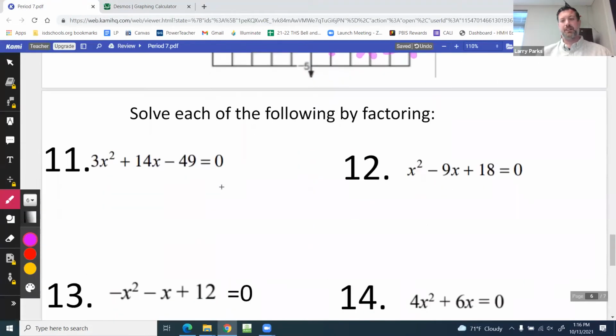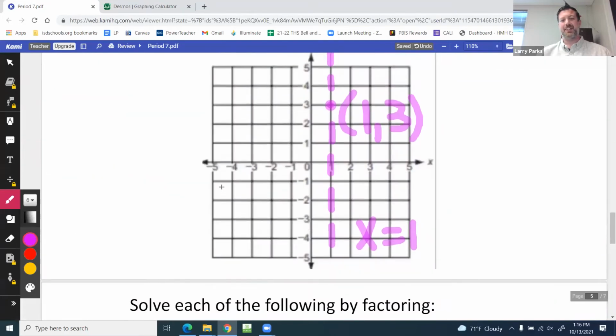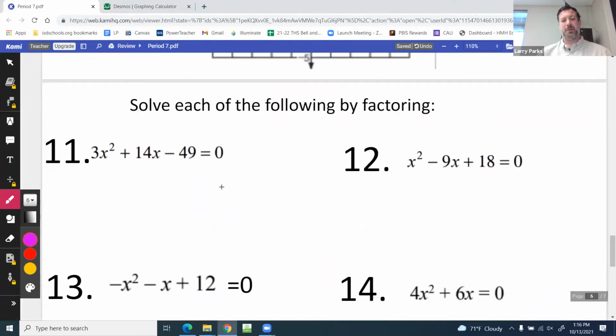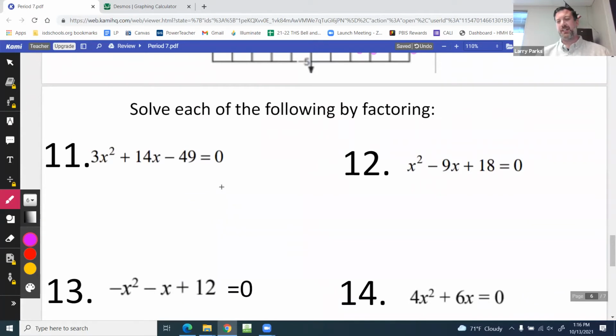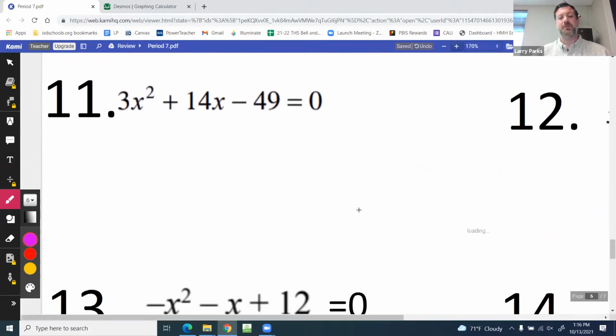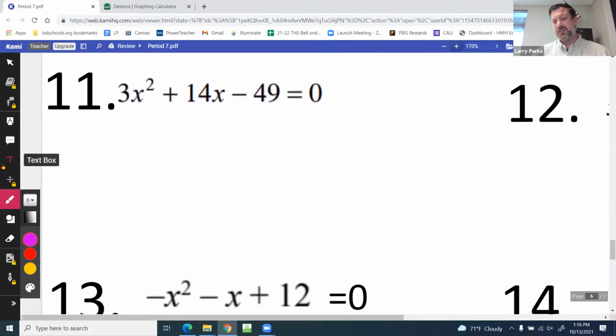All right. Now, finally, solve each of the following by factoring. Yes, technically you could type them into Desmos and get the answers. This is something that I'm going to actually show you how to factor because it's better to factor. They don't always ask you for the solutions. They might ask you just for factored form. So you do need to know how to factor for the district assessment.